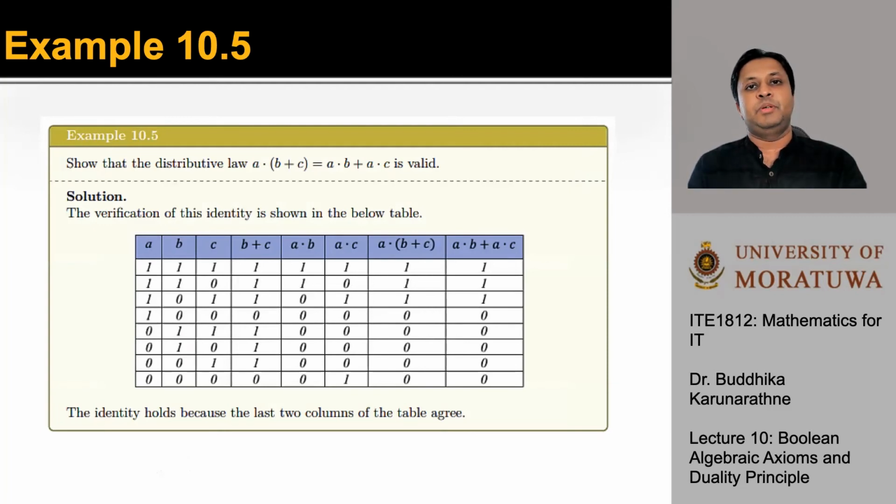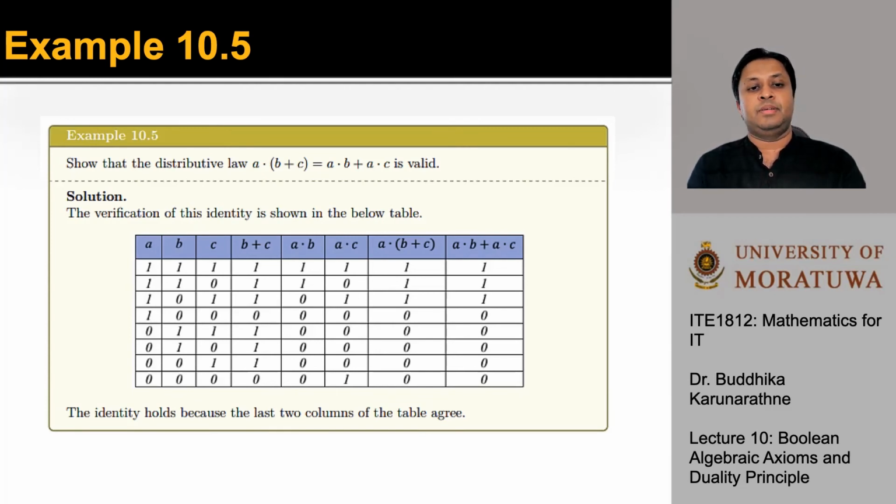So we take the distributive law and try to prove that the distributive law is valid. So what do we have in the distributive law? a dot b plus c is equal to a dot b plus a dot c. So let's go back to the truth table to prove this. You have three Boolean variables, a, b, and c, and you need all the possible combinations for those three Boolean variables.